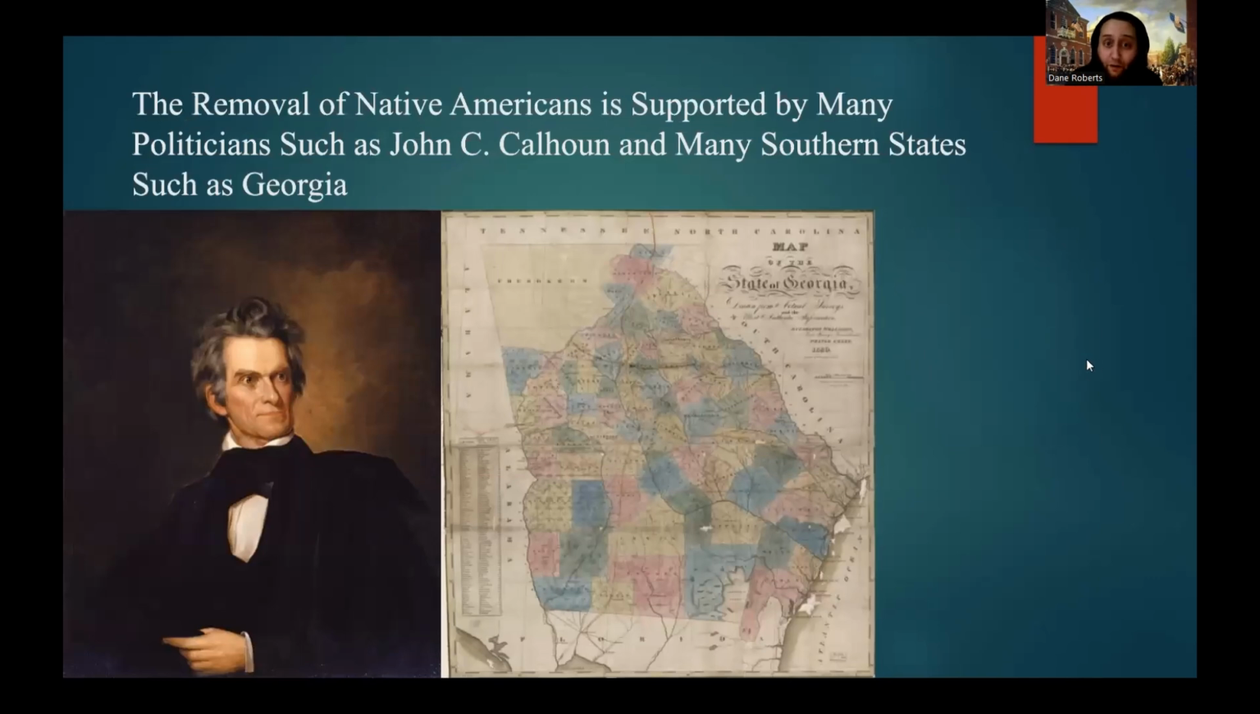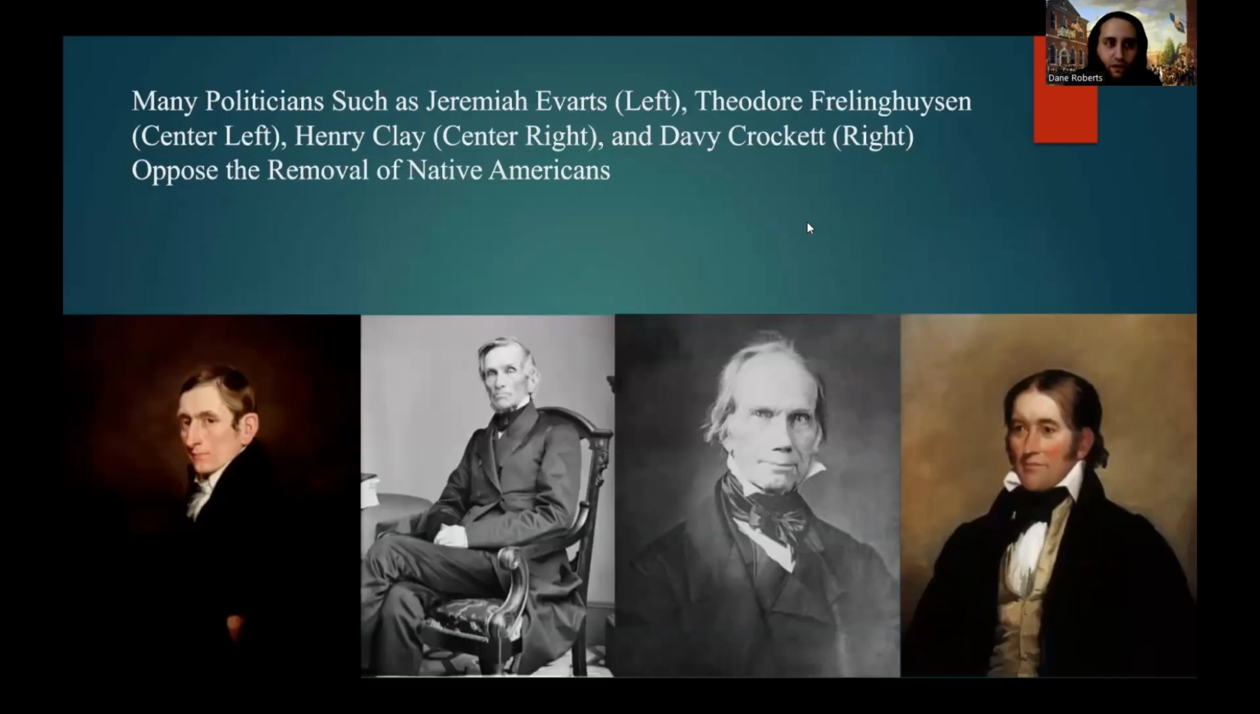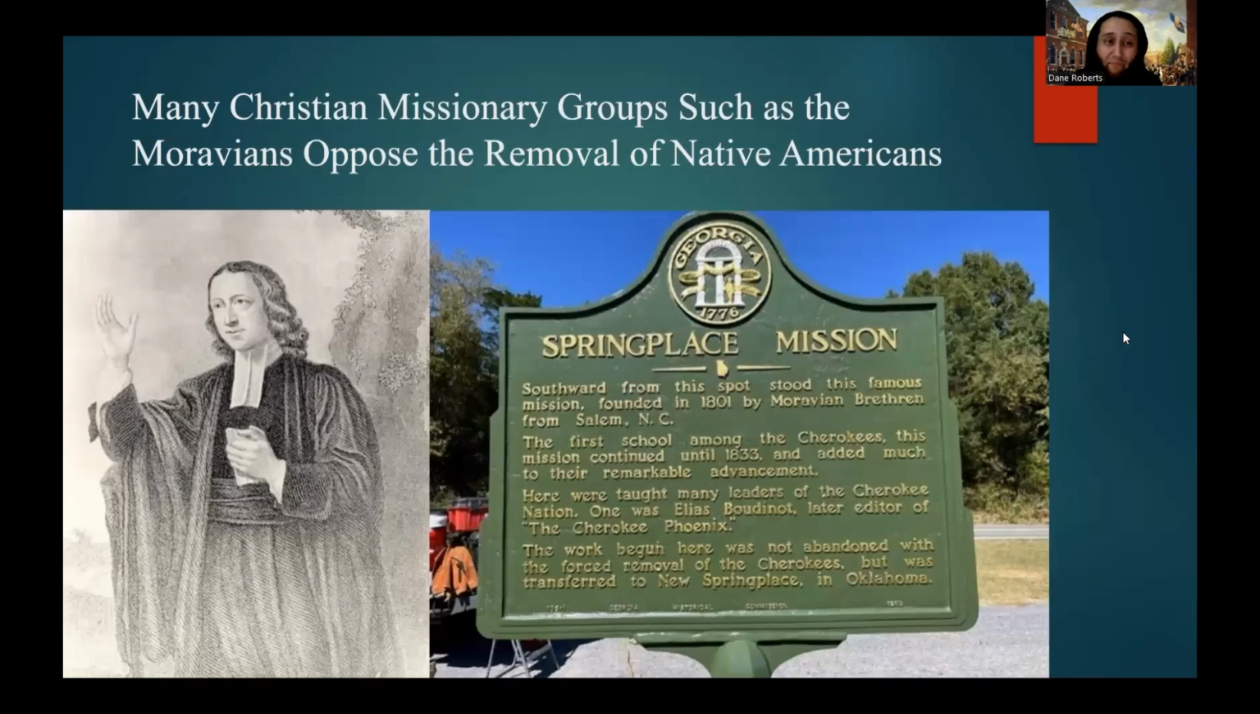The removal of Native Americans would be supported by many of the politicians in the United States, such as John C. Calhoun, and many southern states, such as Georgia. That being said, many other politicians, such as Jeremiah Evarts, Theodore Frelinghuysen, Henry Clay, and the very famous Davy Crockett would oppose the removal of Native Americans. Not only that, many Christian missionary groups, such as the Moravians, would oppose the removal of Native Americans as well.